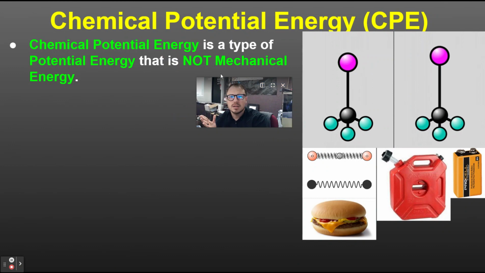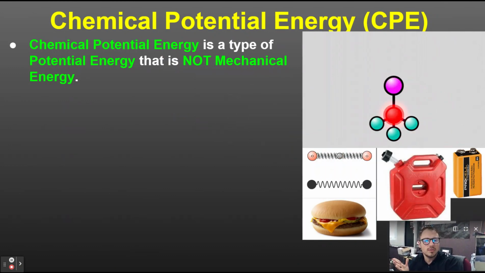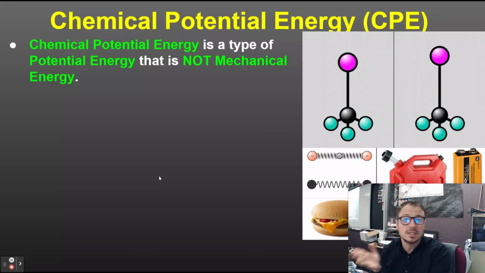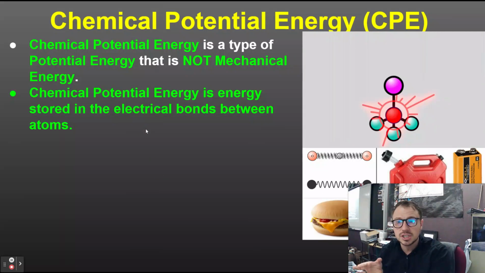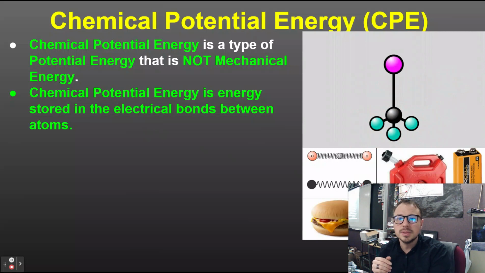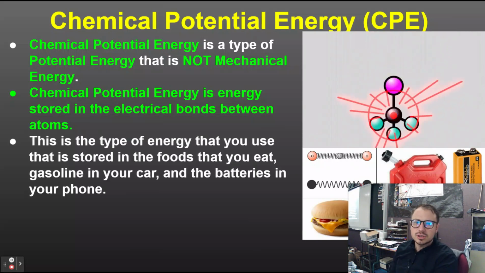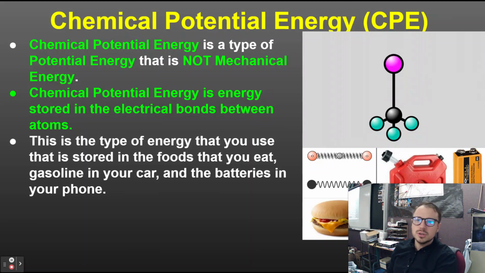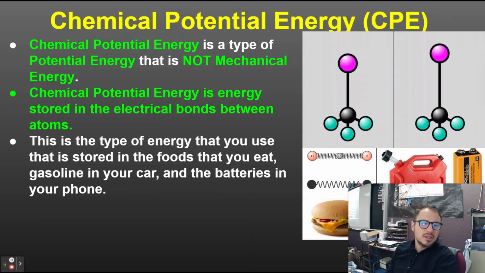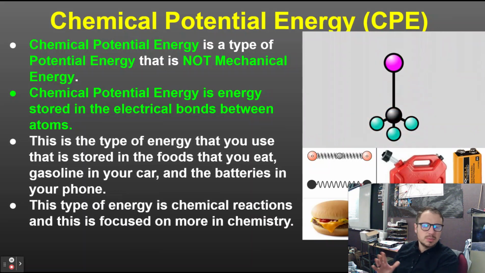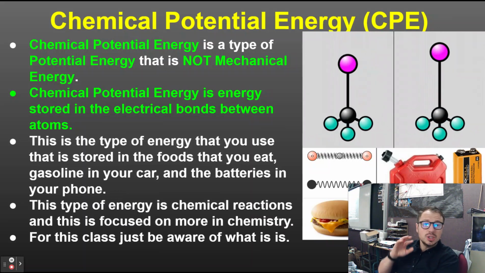All right. So now let's get to other forms of non-mechanical energy. Chemical potential energy is a type of potential energy, but not mechanical energy. Chemical potential energy is energy stored in the electrical bonds between atoms. So this type of energy is stored in the foods that you eat, gasoline in your car, and the batteries in your phone. This type of energy involves a chemical reaction. It's mostly focused on in a chemistry class. Just be aware of what it is.